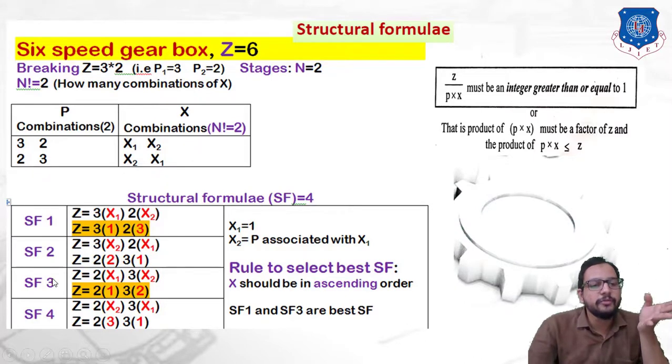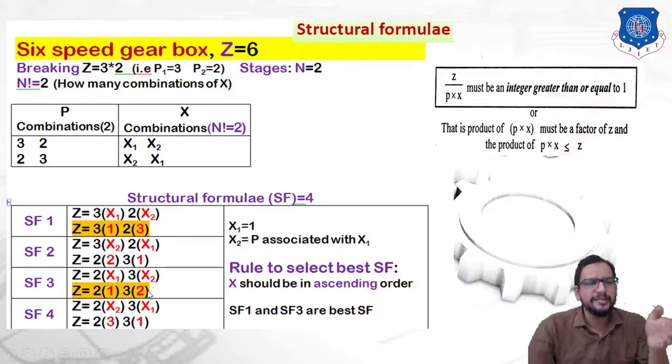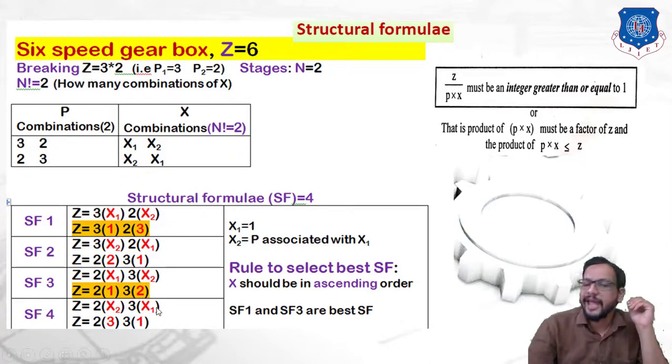Similarly, next structural formula SF3, we can say z is equal to 2 into 2x1 into 3x2. In this case, x1 is equal to 1 and x2 will be equal to p1. So the equation will become z is equal to 2 in a bracket 1 into 3 in a bracket 2. Similarly, SF4, that is a combination z is equal to 2x2 into 3x1. According to this, x1 will always be equal to 1. And what would be x2? We take the value of p corresponding to x1. Corresponding to x1, the value of p is 3. So over here you can see that I have written 2 in a bracket 3 into 3 in a bracket 1.